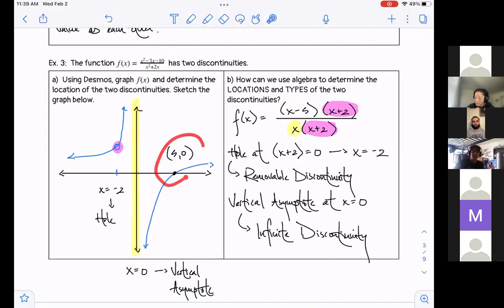Now, finding these values is a little bit more pre-calculus stuff, so we're going to be a little bit less worried about that. We're worried more about where the weird things are happening.